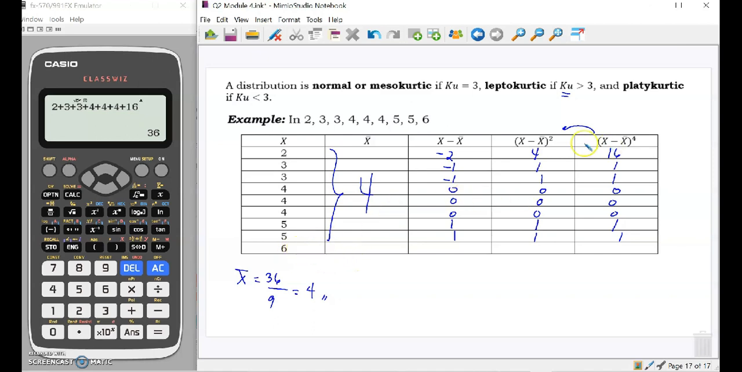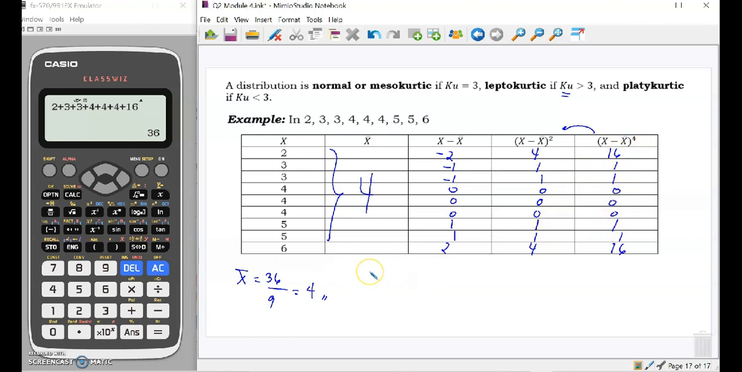Now for 6, let's try that. That would be 6 minus 4, that is 2. Squaring 2 would be 4. 2 to the fourth is 2 times 2 times 2 times 2, and that is 16. That would be the same as squaring. Okay, now we have already the fourth power values.